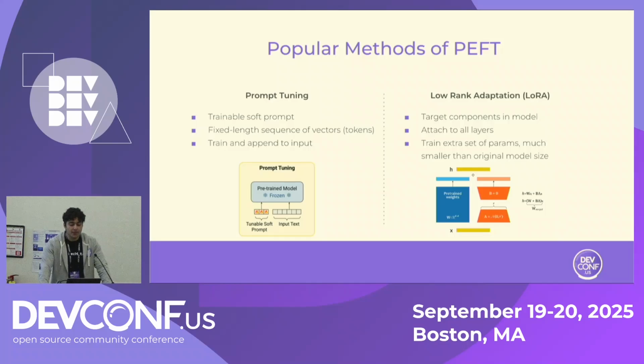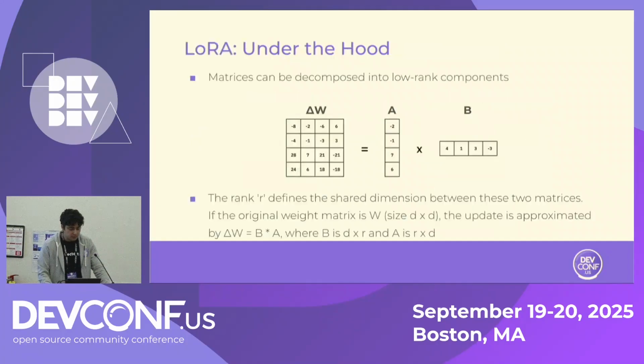Taking it a step further, a very popular method that a lot of you might have heard of before is low-rank adaptation, or LoRA. What this means is, instead of just adding a soft prompt, what we want to do is target components throughout all of the model layers and add an extra set of parameters that we're training with a much smaller footprint than the original model size. So what does that mean? How does that work? When we train a model, we are updating a set of weights in every given weight matrix. Instead, LoRA says, what if we approximate that weight update with low-rank components?